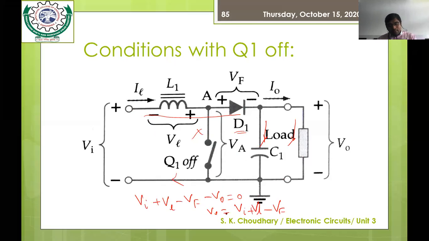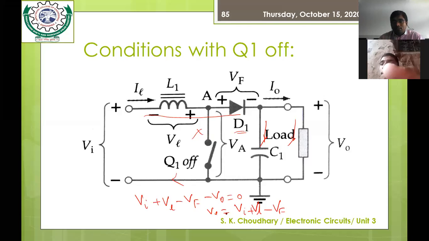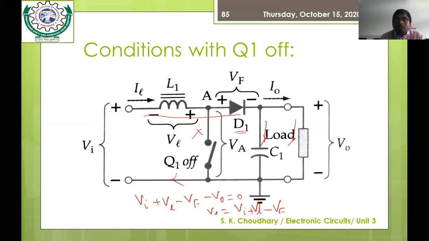Now you can see that D1, what happens? It would be forward biased, and as the diode is forward biased, your capacitor C1 would be recharged from the inductor current. It would start to charge. Okay, so in this case your capacitor would start charging, but it is charged because of the discharging of the inductor. So VL would start to decrease.